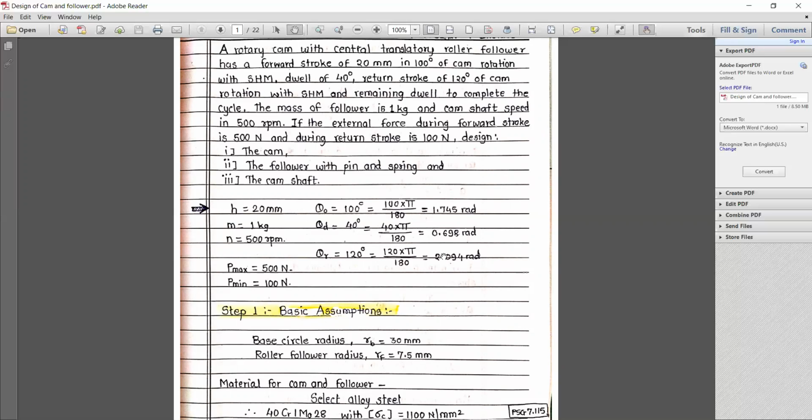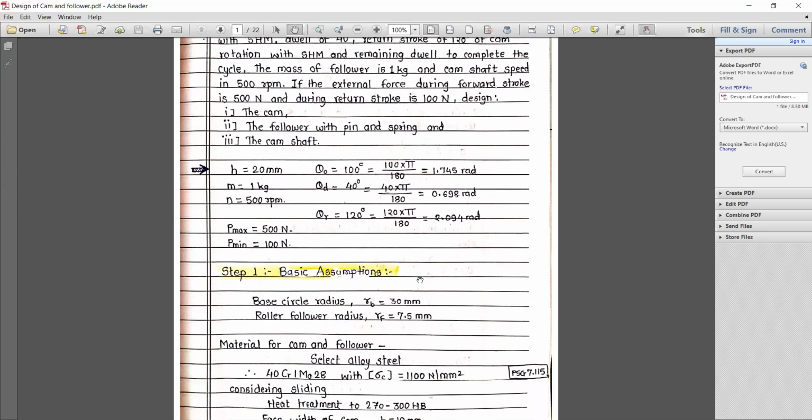M is the mass, 1 kg, and N is equal to 500 rpm, that is the speed. Initially the angles we have converted into radians for further calculation. The maximum pressure applied, that is P max, is the maximum external pressure acting on the follower, 500 Newton, and the minimum external pressure acting on the follower is 100 Newton.